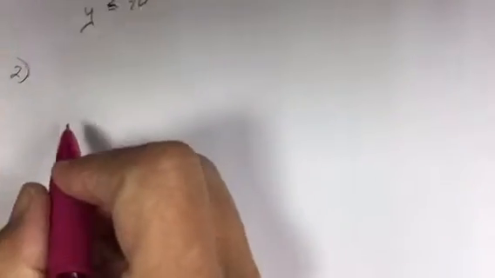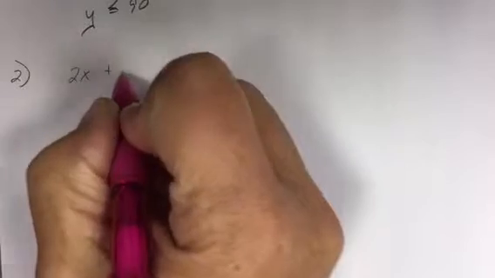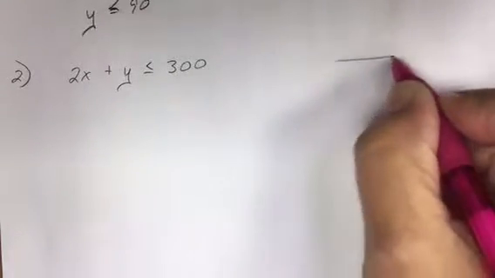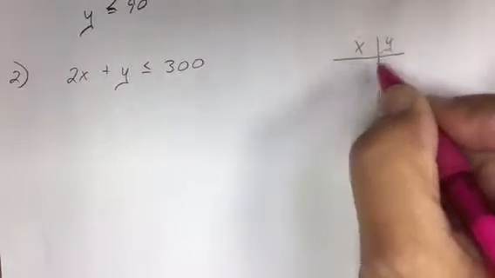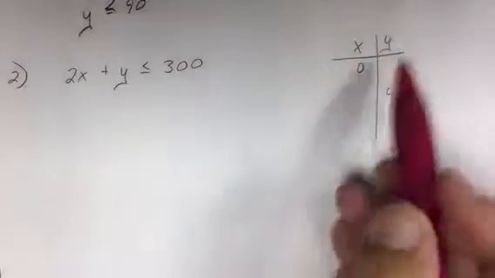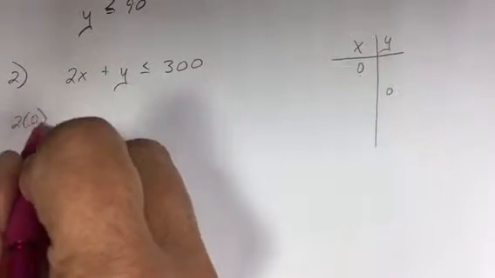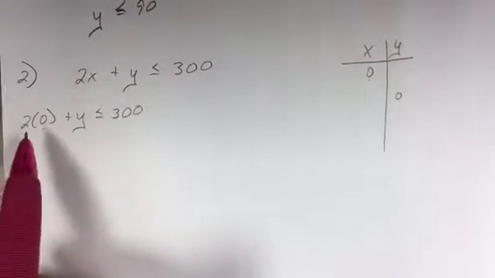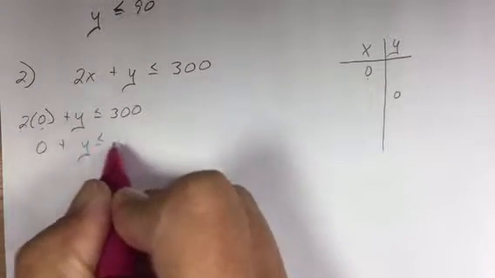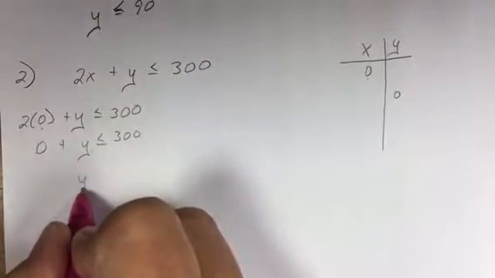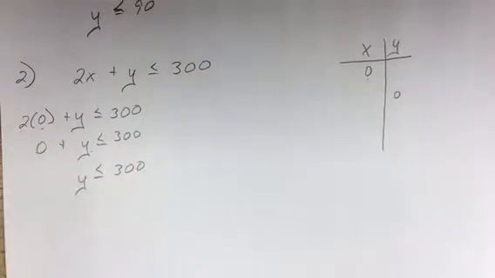All right, let's bring in equation 2. And that's your 2x plus y less than 300. Now I'm going to do the same thing. Plug in a 0 for the x and solve for y. Plug in a 0 for the y and solve for the x. So I plug in 0 for the x first. Well, 2 times 0 is 0. Zero plus y is y. So y is 300.